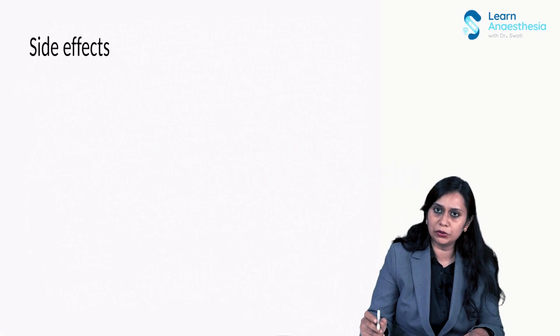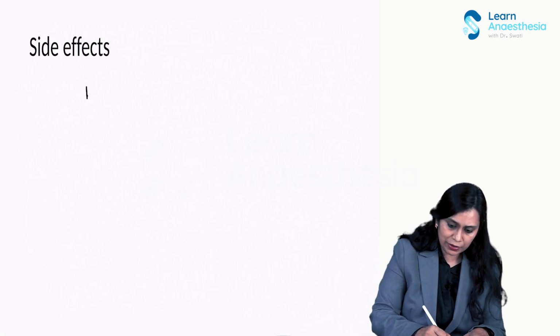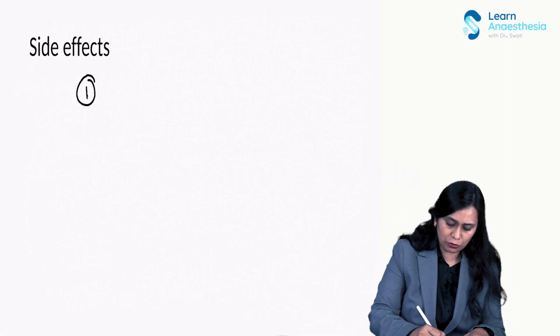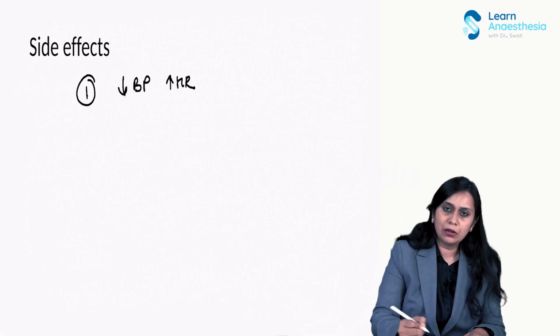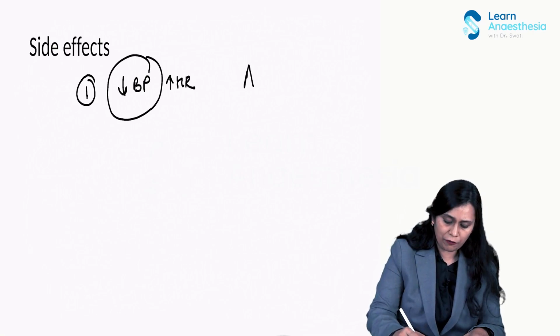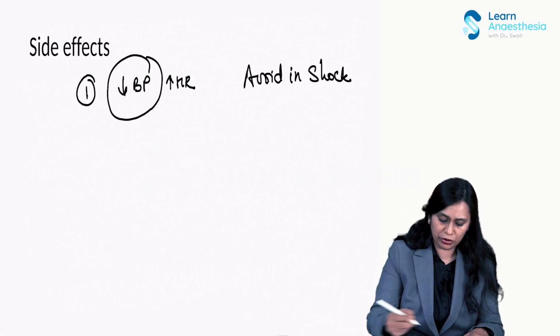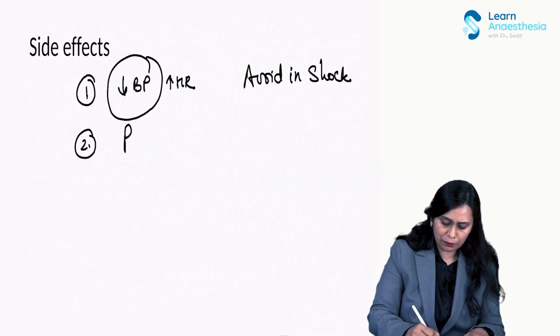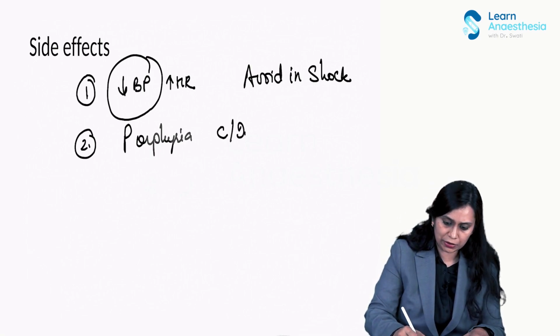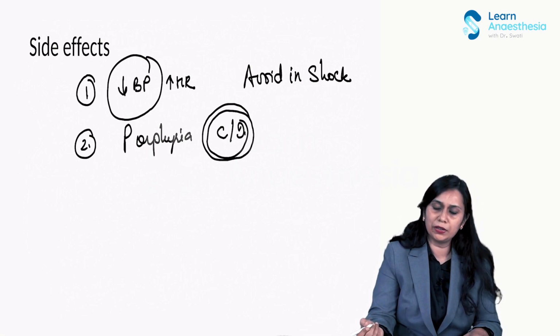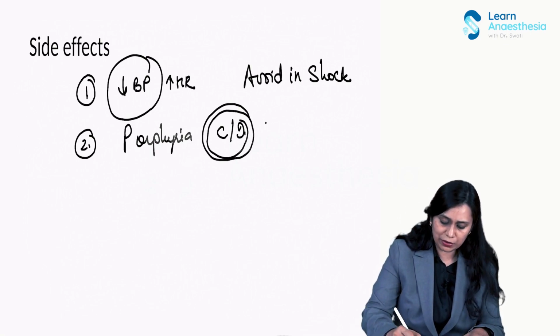Okay. Now coming to side effects of thiopentone. First, it is cardiovascularly unstable. It decreases blood pressure and increases heart rate. Avoid it as an induction agent in a shock patient. Then it can precipitate porphyria. It is an enzyme inducer, so in porphyria it is contraindicated. Okay, because it is an enzyme inducer.